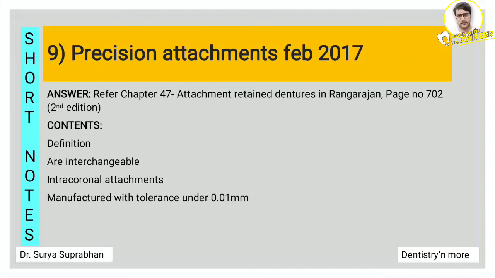Next is precision attachment. For that you have to refer chapter 47, page number 702. Write what is precision attachment, then also tell that they are intracoral attachments and they are interchangeable and also manufactured with tolerance under 0.01 mm.